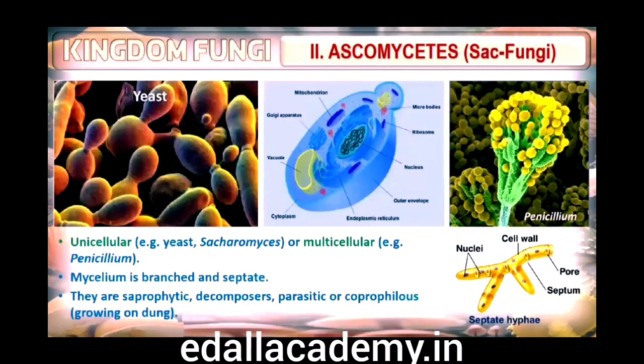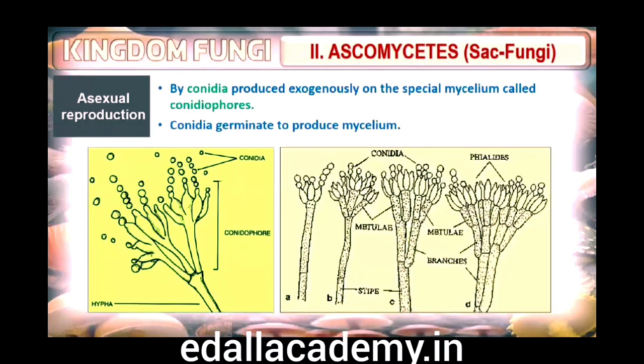Second is ascomycetes. Commonly known as sac fungi, the ascomycetes are mostly multicellular, for example, Penicillium, or rarely unicellular, for example, yeast, Saccharomyces. They are saprophytic, decomposers, parasitic or coprophilous, growing on dung. Mycelium is branched and septate. The asexual spores are conidia produced exogenously on the special mycelium called conidiophores. Conidia on germination produce mycelium.